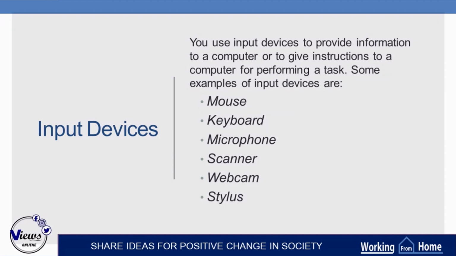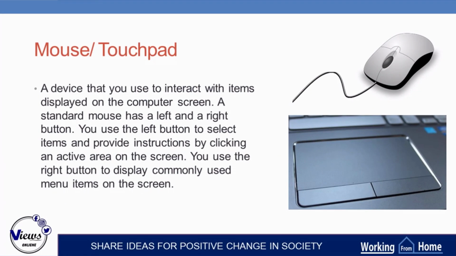Input devices: mouse, keyboard, microphone, scanner, webcam, stylus. Mouse, touchpad: a device that you use to interact with items displayed on the computer screen. A standard mouse has a left and right button. You use the left button to select items and provide instruction by clicking an active area on screen. You use the right button to display commonly used menu items on the screen.